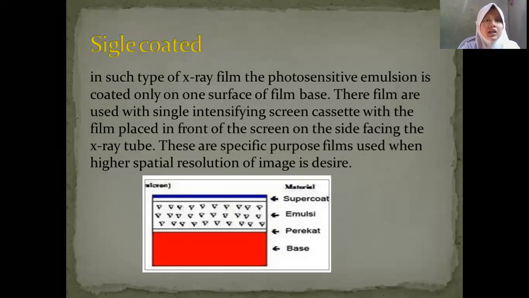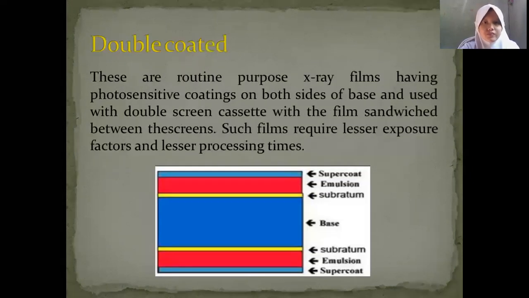Single coat. In this type of X-ray film, the photosensitive emulsion is coated only on one surface of the film base. These films are used with a single intensifying screen cassette, with the film placed in front of the screen on the side facing the X-ray tube. There are specific purpose films used when higher spatial resolution of the image is desired.